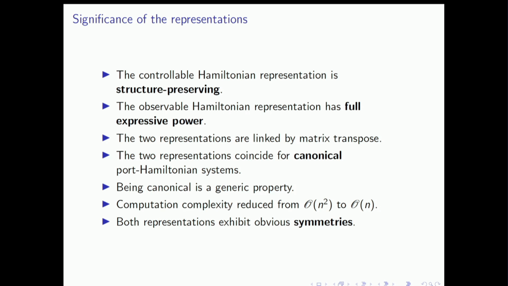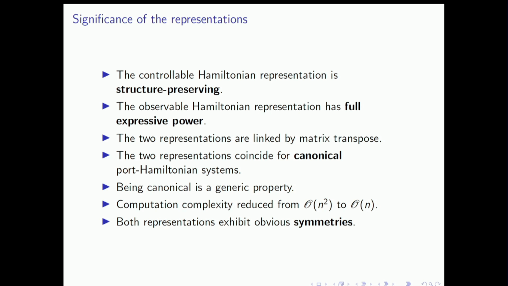So the significance of this representation, I can summarize it for you: the controllable one is structure preserving. The observable one has full expressive power. And these are linked by matrix transpose and they coincide for canonical port-Hamiltonian systems. By canonical, I mean both controllable and observable. What is worth noting is that the canonical systems are dense in all systems. So basically almost all systems are canonical, which means for almost all systems, the controllable Hamiltonian representation is isomorphic to the observable one.